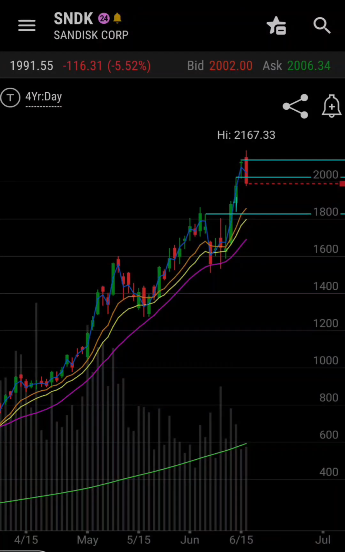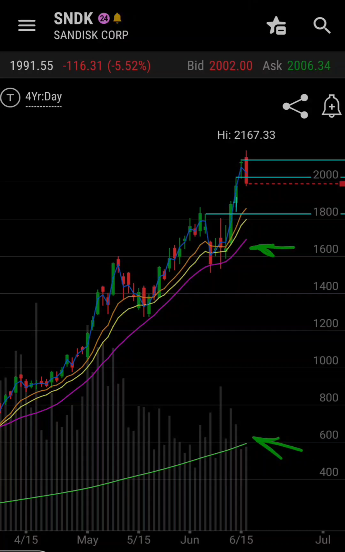So here's a quick read on the SanDisk chart. One of the simplest ways to figure out if a stock is overextended or is ready to pull back is by looking at the distance in which it separates from its main moving average, the 20 and the 200.